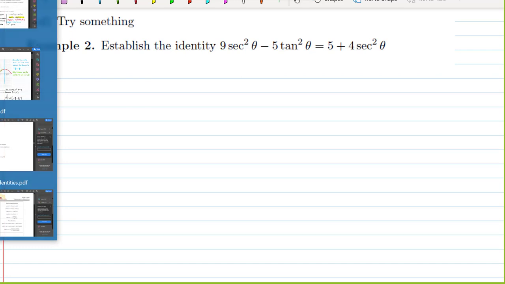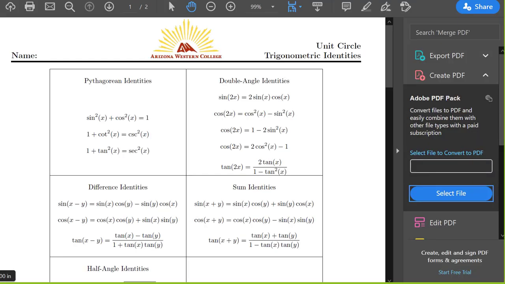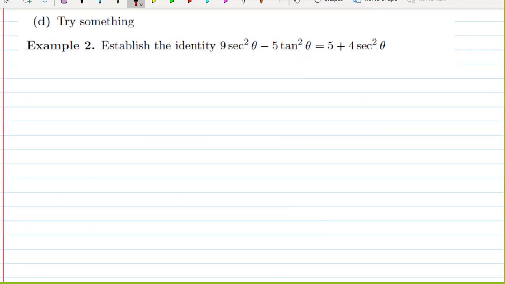So the first thing I'm going to do is take a look at my identity sheet. Do I have an identity on here that I can use that will turn tangents into secants and constants? And I do. It's one of the Pythagorean identities right here, but I'm going to have to do a little algebra on it first, because I have 1 plus tangent squared x equals secant squared, which isn't exactly quite what we want.